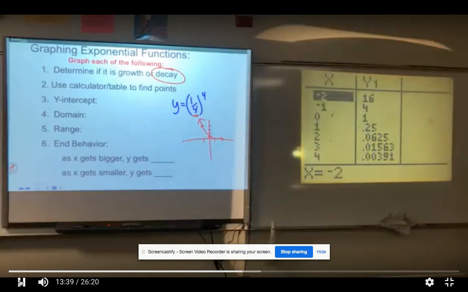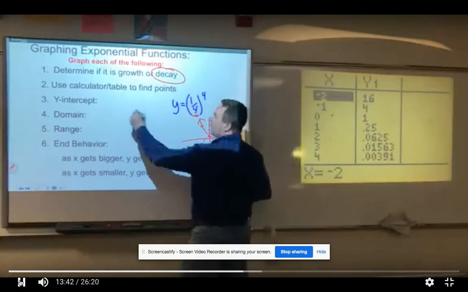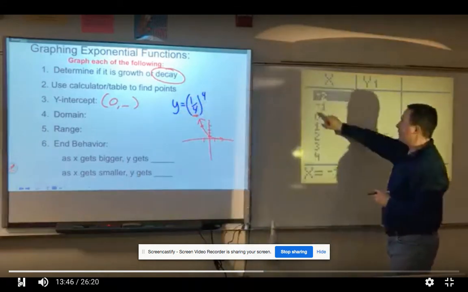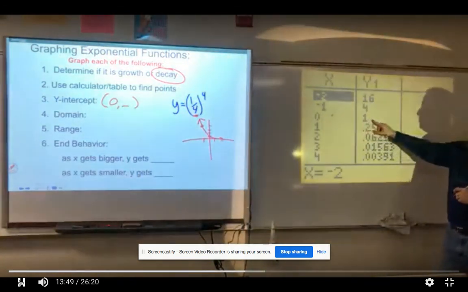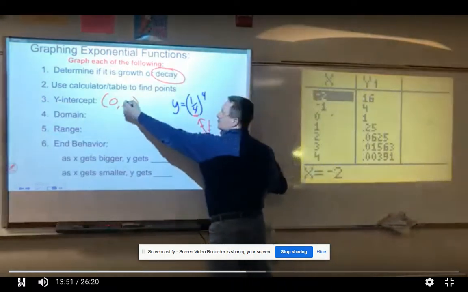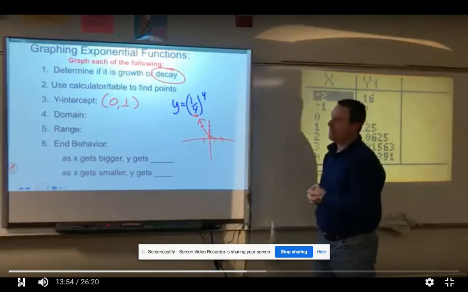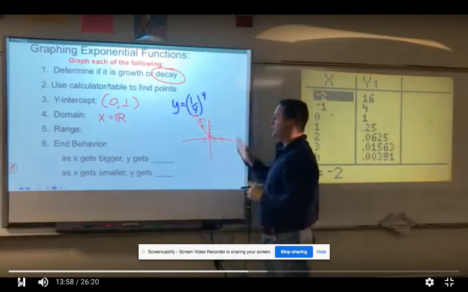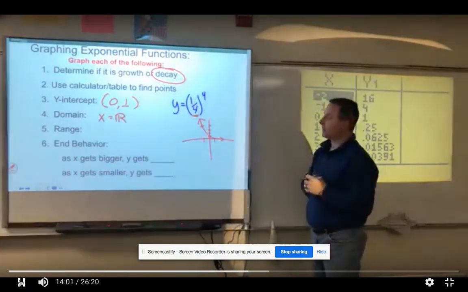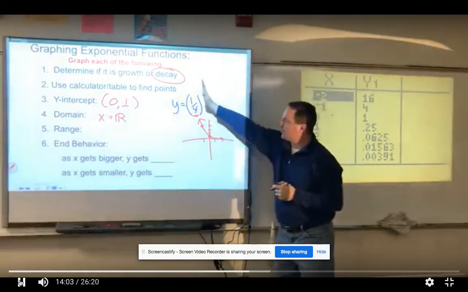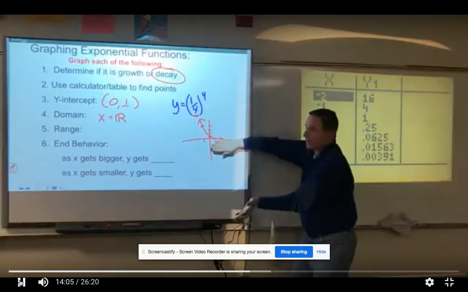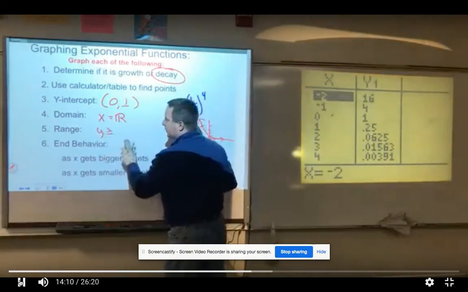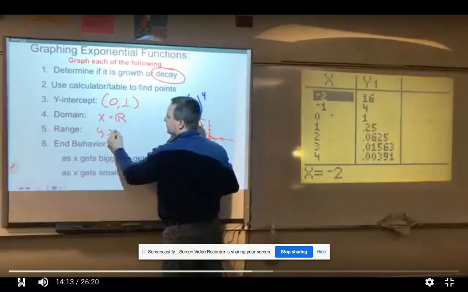How about my y-intercept? Again, we said the y-intercept is the value of y when x is 0. Well, if I go to my table, when x is 0, y is 1 again. It happens to be the same as the last one. My domain, the x values, it's all real numbers. Left forever, right forever, everything in between. The y values, this one comes down and levels off at 0. And the graph is everything above 0. It's not equal to, it's just greater than 0.